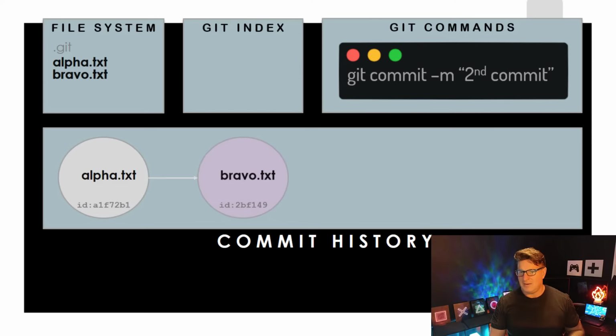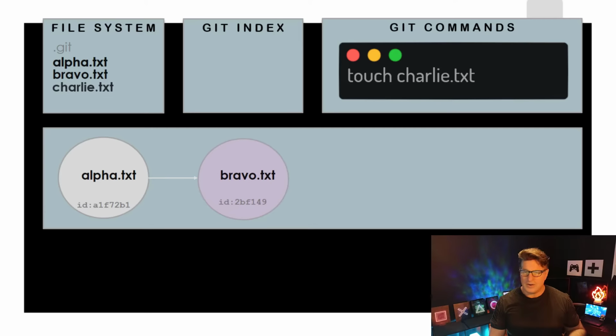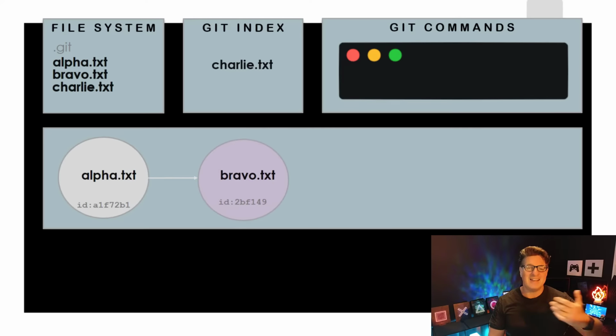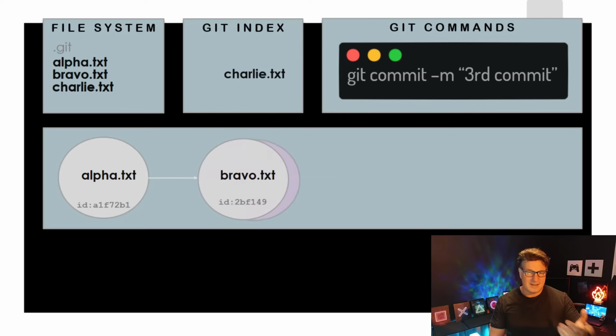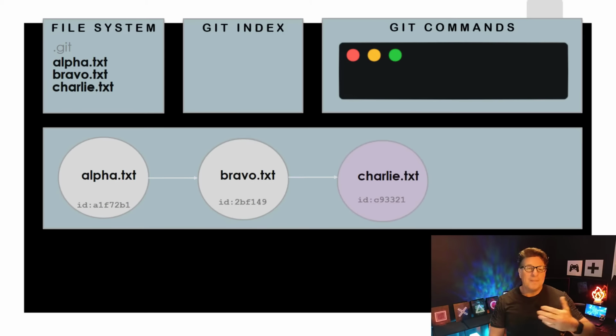Okay, so let's now create another one. So you know where this is going, right? Touch charlie.txt. That sounds a little unchristian, but I'm leaving it at that. Git add charlie.txt to add charlie.txt to the index. Then we do the git commit, and our git commit history keeps adding up and moving on and on.